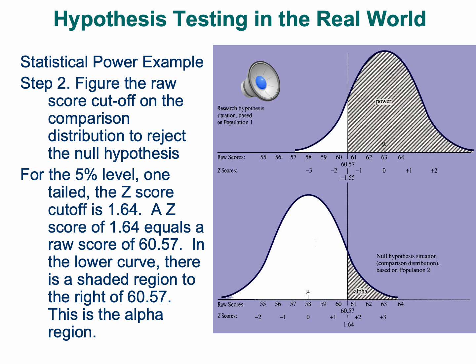For the 5% level, one-tailed, the z-score cutoff is 1.64. A z-score of 1.64 equals a raw score of 60.57. In the lower curve, there's a shaded region to the right of the number 60.57. And this is referred to as the alpha region in that lower curve. So the alpha region represents the area under the curve that's subsumed by the score at the cutoff level or greater. So scores in this range are unlikely to occur by chance. They only occur 5% of the time or less. And that equals a z-score of 1.64 and a raw score in this particular case of 60.57.